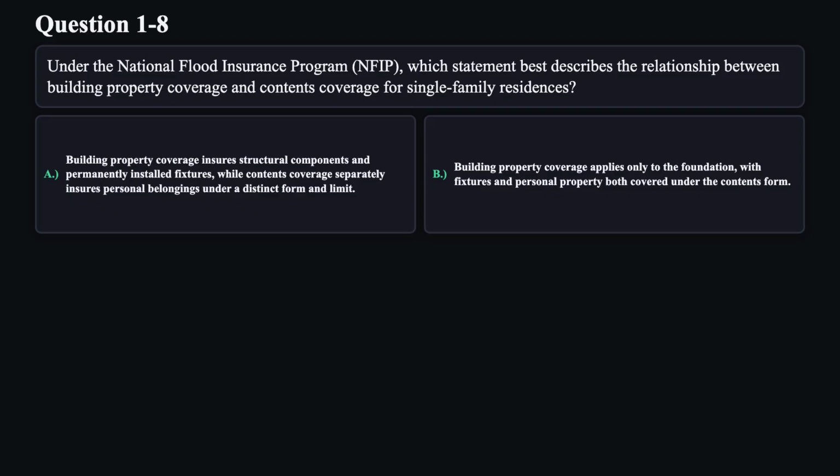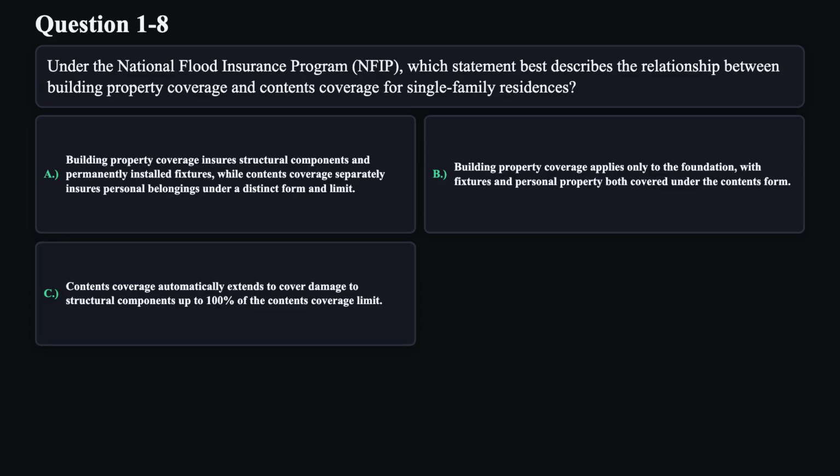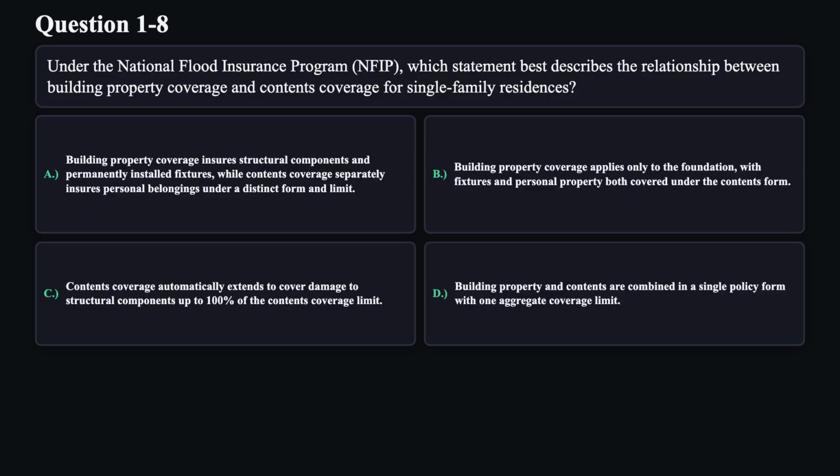B. Building property coverage applies only to the foundation, with fixtures and personal property both covered under the contents form. C. Contents coverage automatically extends to cover damage to structural components up to 100% of the contents coverage limit. D. Building property and contents are combined in a single policy form with one aggregate coverage limit.